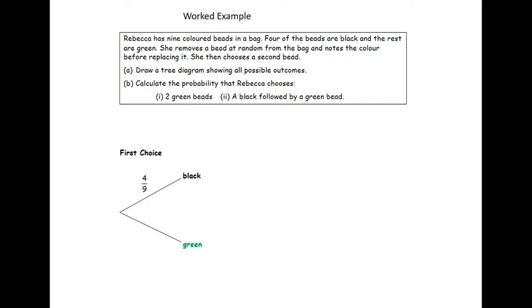So therefore, what's the probability of getting a green bead? Well, it's going to be 5 out of 9, because you can see you've got to make 9. 4 and 5 is 9. Right, and then she puts the bead back, and she does the same thing again. So let's do another branch now. The second choice. Again, you can only get black or green. So again, the probability is exactly the same. 4 out of 9, 5 out of 9. So these are different from frequency trees because we're putting probabilities on the branches, not the frequency.